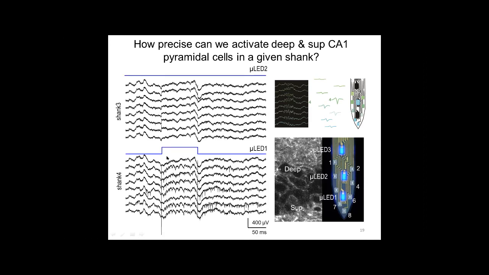Now, shining the light in one LED, in one shank, should be pretty specific, and actually it is the case. As you can see, you can shine light in one of the shanks, for instance, shank number 4, and you see the single units firing in shank number 4, but not really responses in the other shank, number 3, which is 250 microns apart. These are the stimulation artifacts that you can get rid of with the new generation probe that Yusik was mentioning before in his talk a couple of weeks ago.